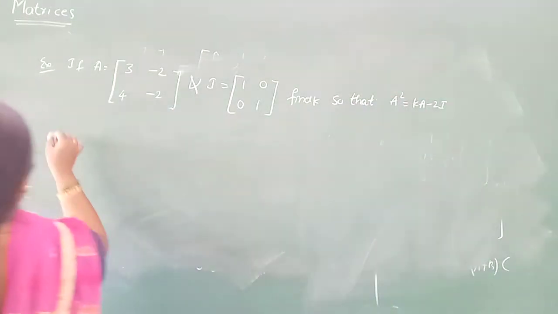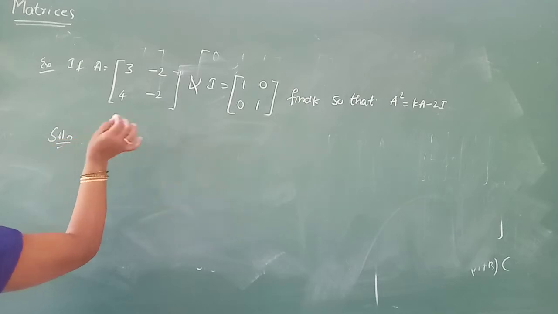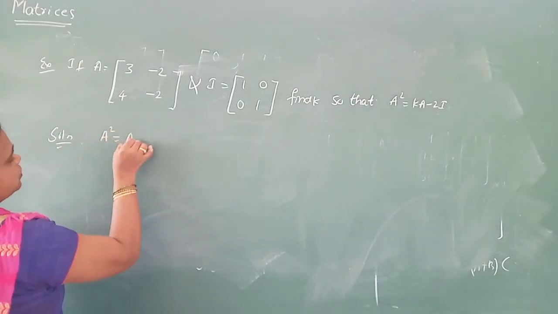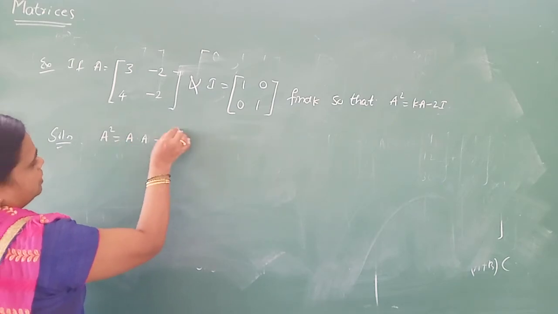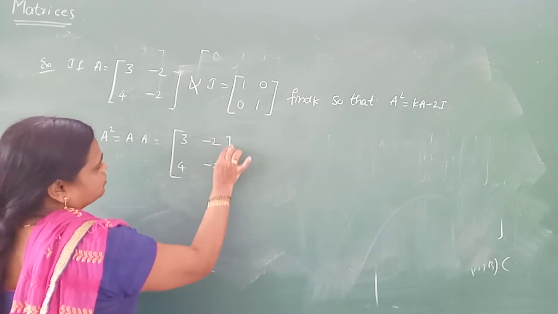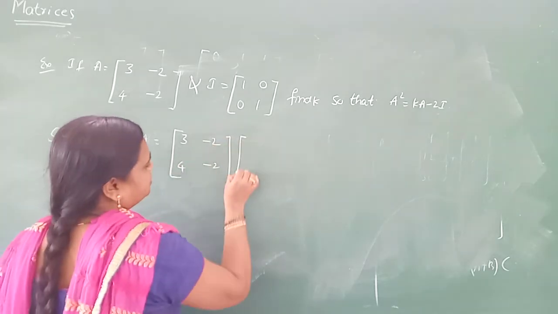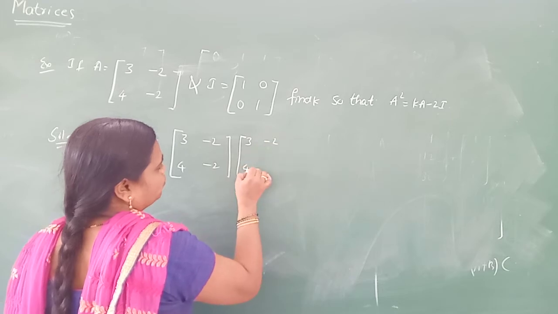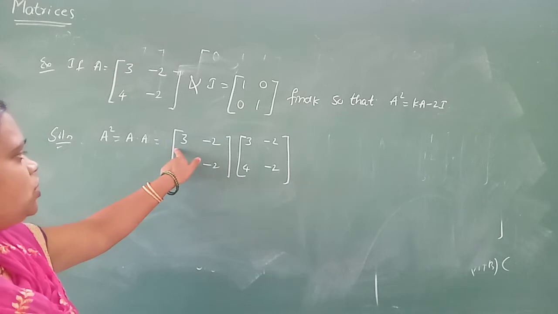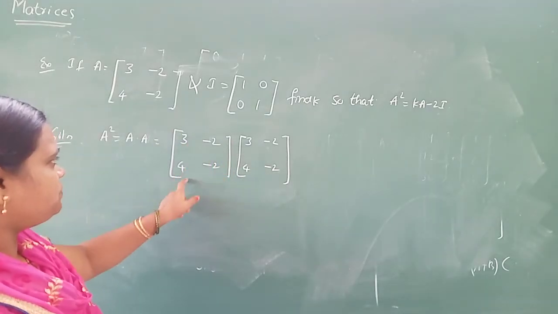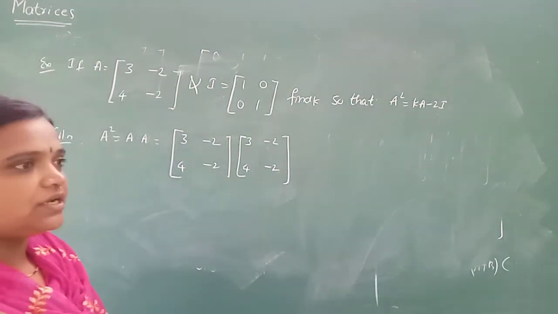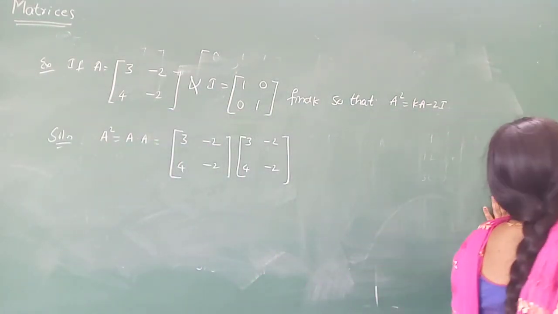Okay. Our very first step is to calculate A square. A square we know is A into A. Multiply these: 3, minus 2; 4, minus 2, and again the same matrix. See, this is a matrix of order, how many rows? 2 rows. How many columns? 2 columns. 2 into 2. Correct.